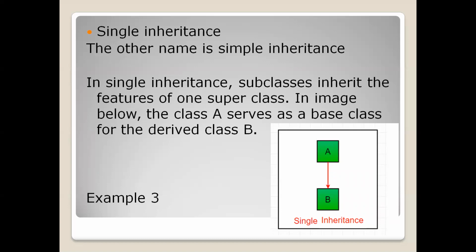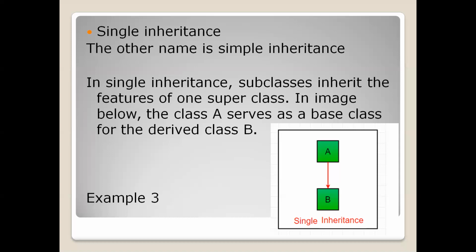Single inheritance, there is some other name for this. Single inheritance can also be called simple inheritance. So in single or simple inheritance, a subclass inherits the features of one superclass. There will be only 2 classes in a relation of inheritance: one is the superclass and another one is the subclass.